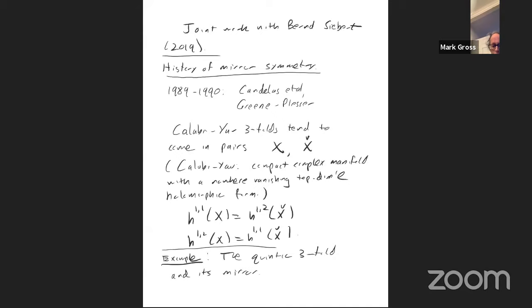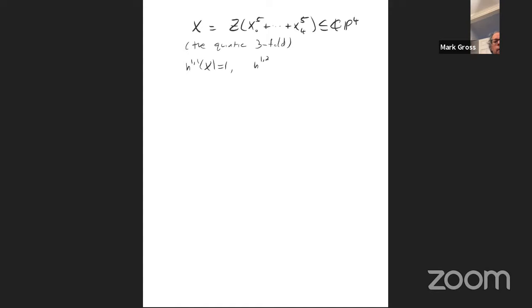And its mirror. So I need to go to a new board. So let's take, for example, X to be the zero set of the polynomial x0 to the fifth plus dot dot dot plus x4 to the fifth that sits inside CP4. That's a non-singular hypersurface, a three-dimensional complex manifold. Let's see, I just got a question by chat. I'm not going to worry about that for the moment. So this is quite introductory. Okay, so there's a quintic threefold. And in this case, h^{1,1} of X is 1 and h^{1,2} of X is known to be 101 dimensional.